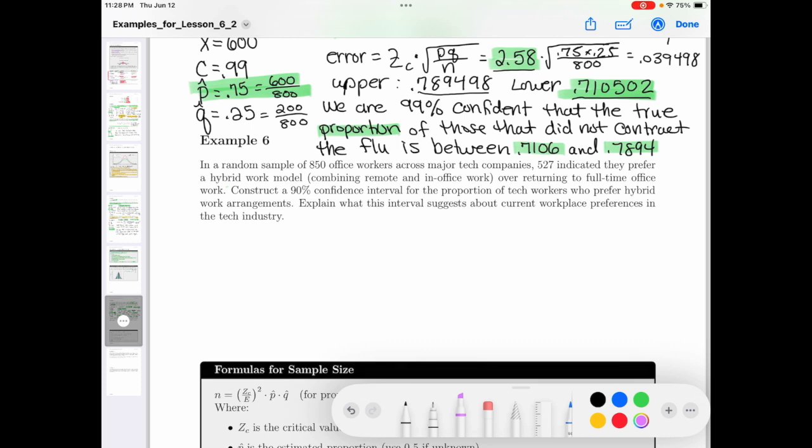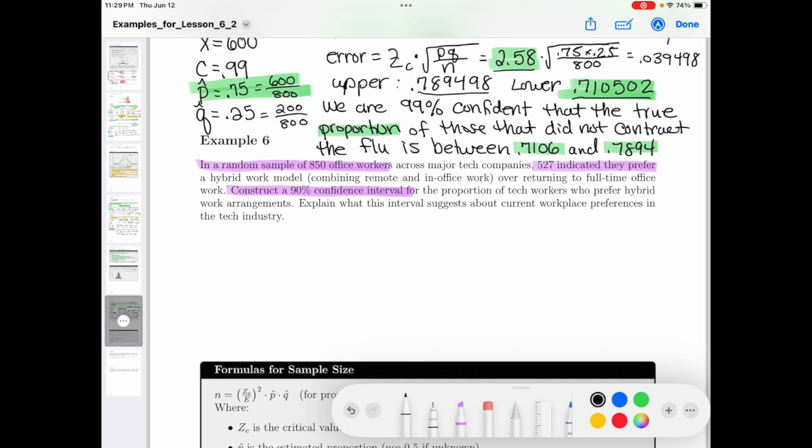All right, let's do another one, example 6. In a random sample of 850 office workers across major tech companies, there were 527 that indicated they prefer a hybrid work model, which means combining remote and in-office work, and that was over returning to full-time office work. We're going to construct a 90% confidence interval for the proportion of tech workers who prefer a hybrid work arrangement.